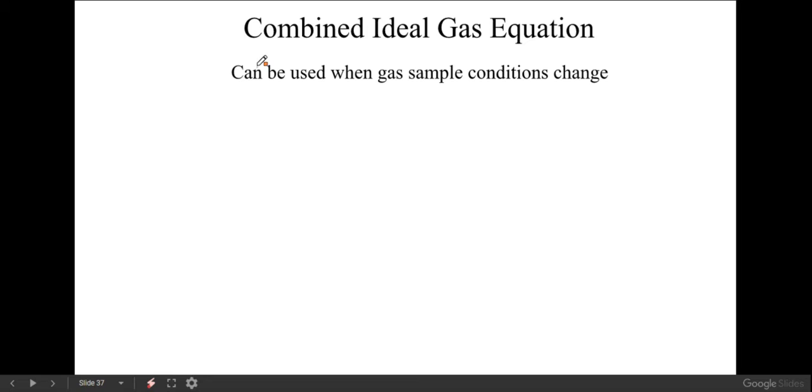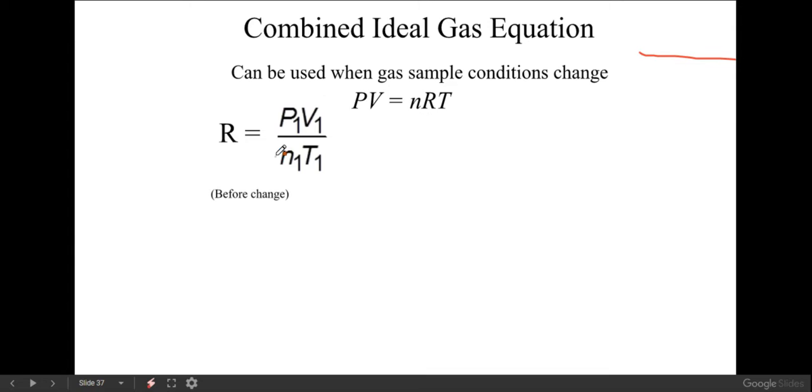Now, the second way we're going to use the ideal gas law today is called the combined gas law. And this is the one we're going to use if conditions are changing. So we know that we can say this ratio is always equal to this constant. So then we might, I don't know, increase the pressure, decrease the temperature, and we might want to know how does that affect the volume if, let's just say, moles stay the same.